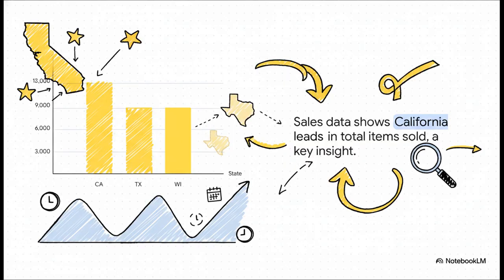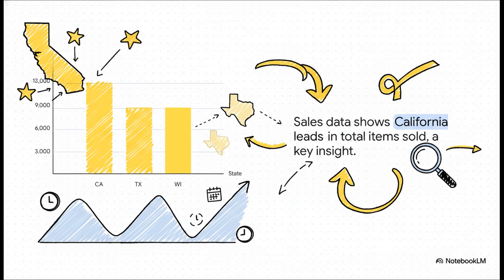Good start. Aha, here we go, our first major clue. This chart shows the total items sold, broken down by state. And wow, it's not even close. California is the clear leader, selling way more stuff than Texas or Wisconsin.